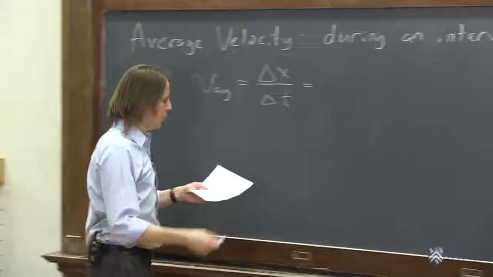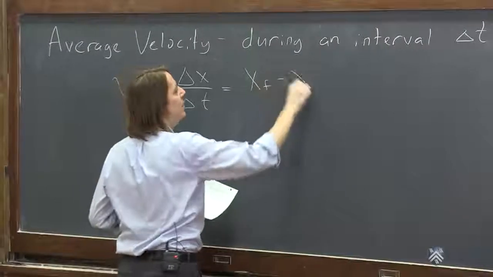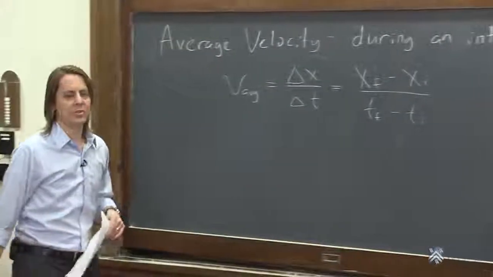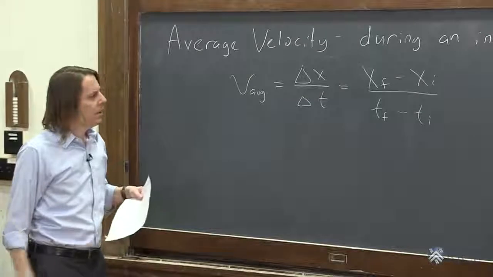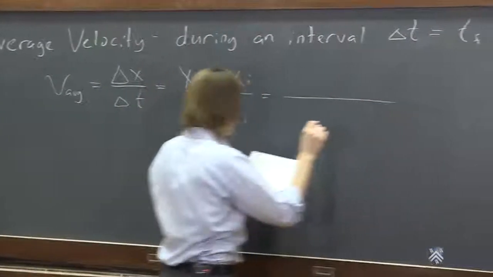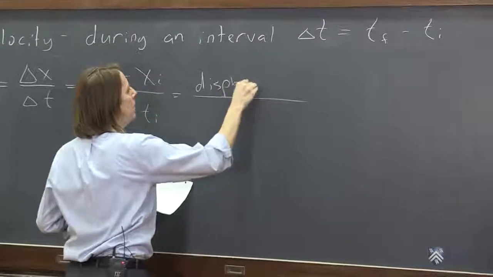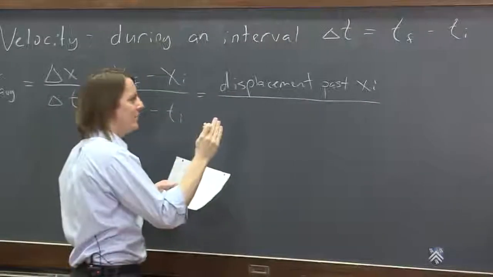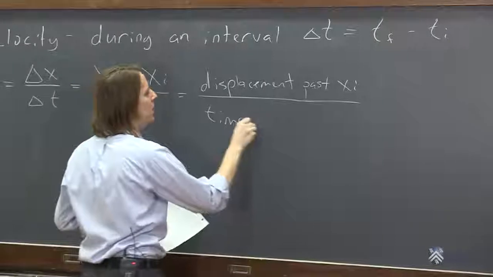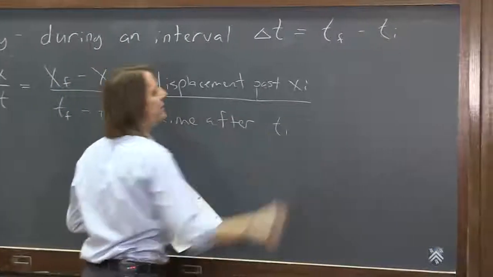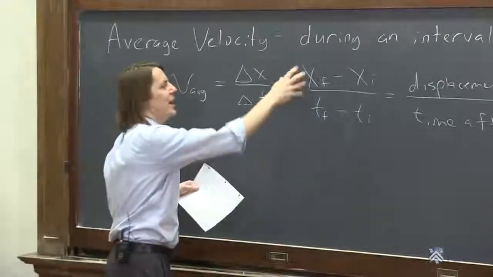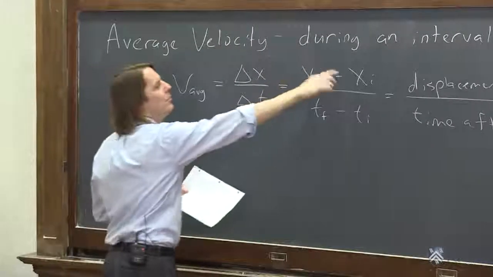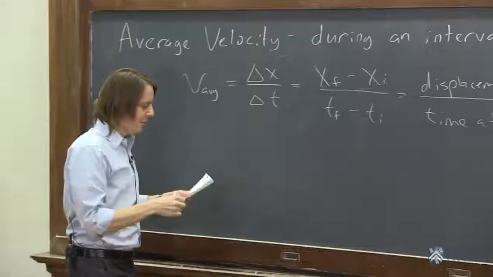If we wanted to write it out a little more gory, we could even say it's x final position minus x initial position over t final minus t initial. Right? That's what delta x and delta t are. Or if you want to think about it in words, it's really how far you go past the initial position xi over the time after ti. Instead of thinking of it as an absolute final position and time, you can think of it as a continuous one, some position past xi, some time past ti.